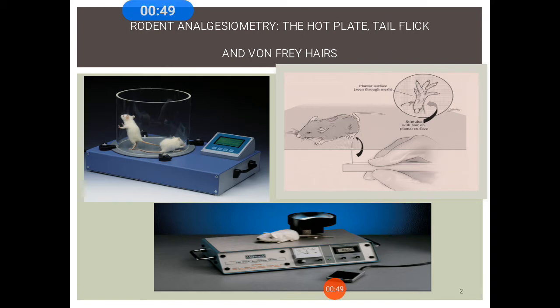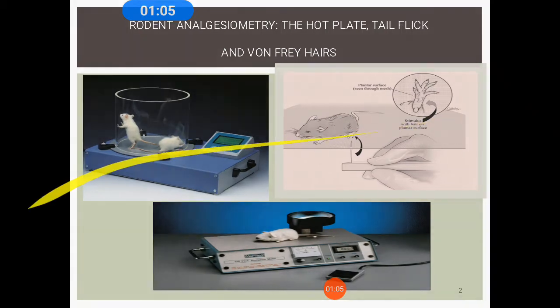So, this is rodent analgesiometry. The important methods are the hot plate method, the tail flick model, and Von Frey hairs. In the previous video we discussed the hot plate method. Today we are going to discuss the tail flick method.